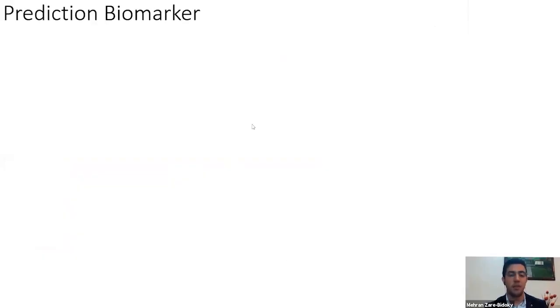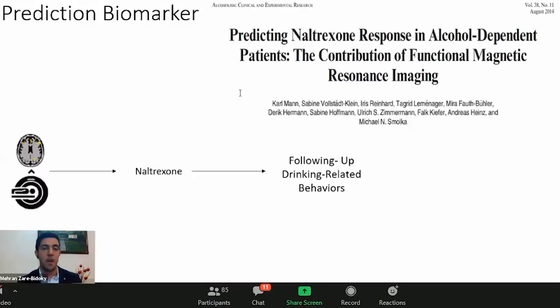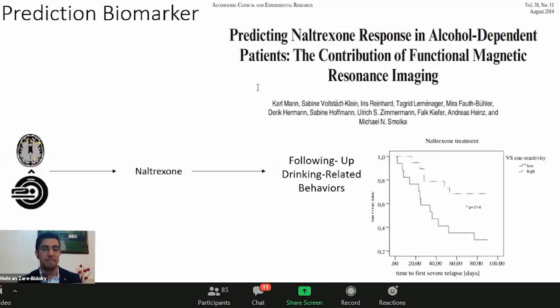Predictive biomarker is a biomarker used to identify individuals who are more likely than similar individuals without the biomarker to experience a favorable or unfavorable effect from exposure to a medical product or an environmental agent. In this study, the researchers recruited people with alcohol use disorder. The subjects underwent an FDCR scan and then received a period of medication. Then they were followed up for drinking behaviors.